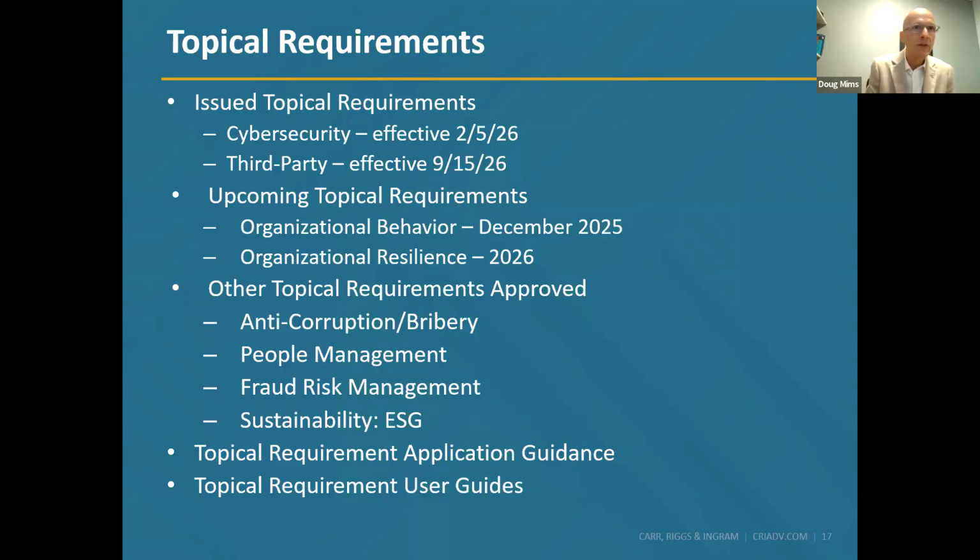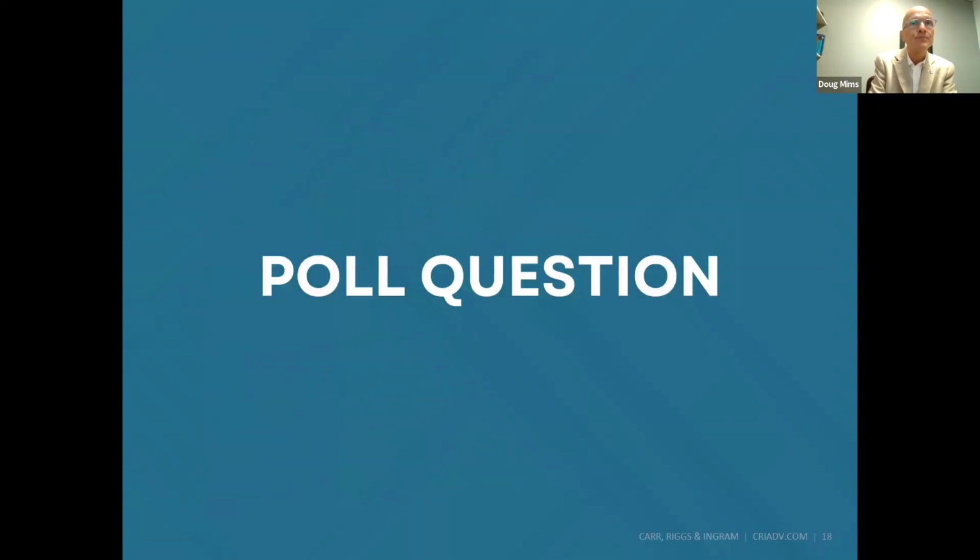And then there's also topical requirement application guidance that's issued when a topical requirement is issued, and there is a topical requirement users guide out there. And again, all this information is readily available on IIA's website, and it's outstanding. It's easy to obtain, and it's written in a way that is easily understood. And I found it super useful for my purposes and what I do for a living and in the classroom.